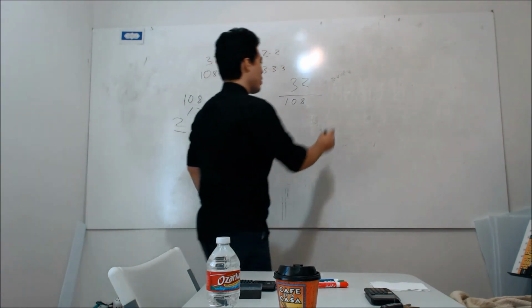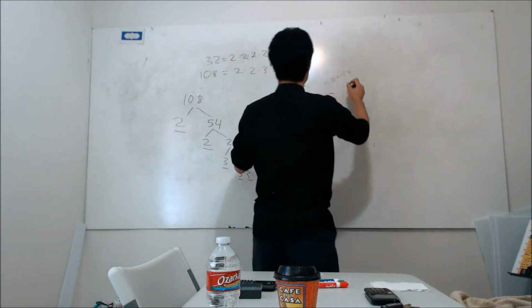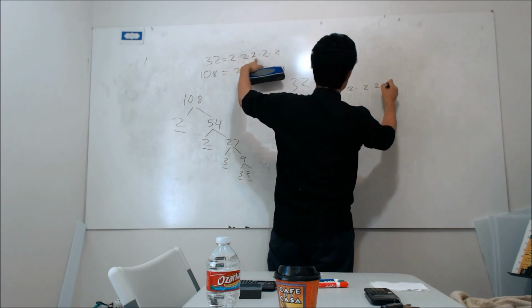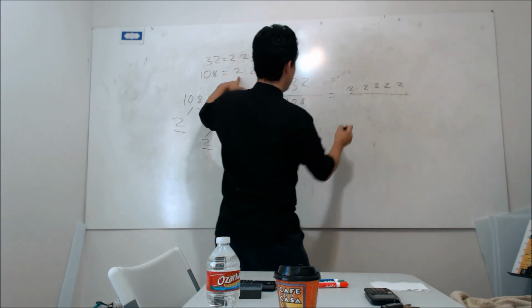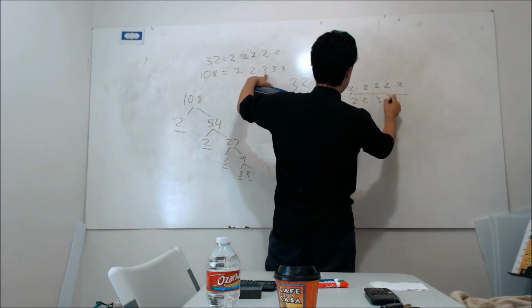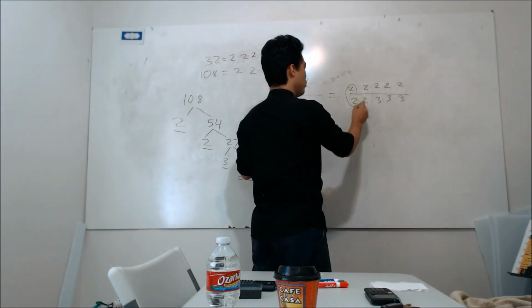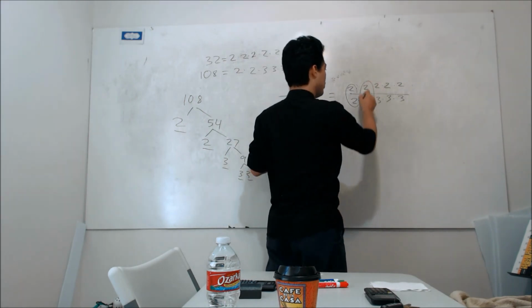And what we're going to do is rewrite this fraction like this. We're going to write the 32 in this form, which is 2 times 2 times 2 times 2 times 2 over 2 times 2 times 3 times 3 times 3. And watch what happens. Whenever I have a 2 on the top and a 2 on the bottom, that equals 1. So that disappears, and these 2 as well.